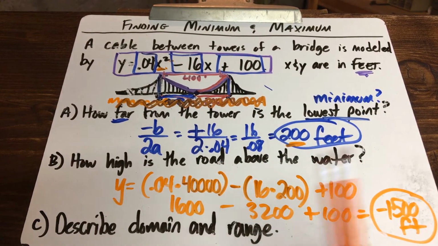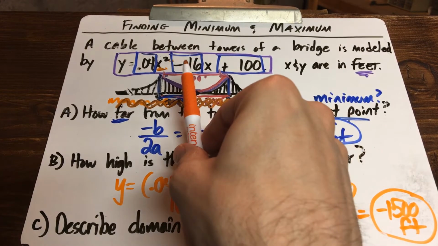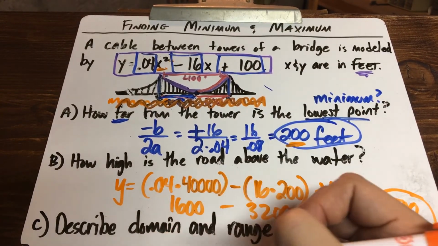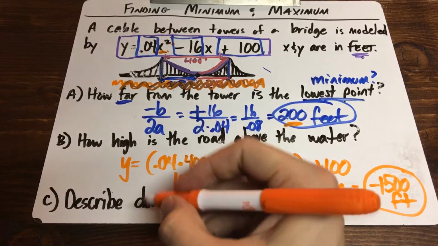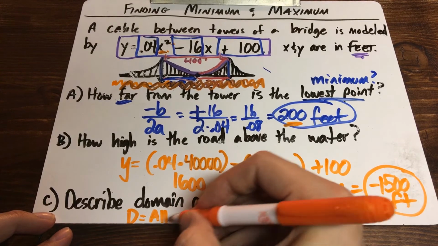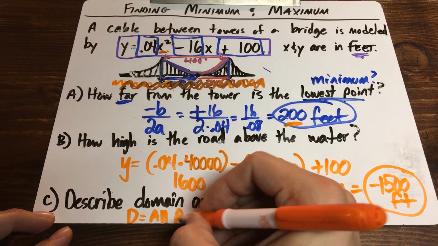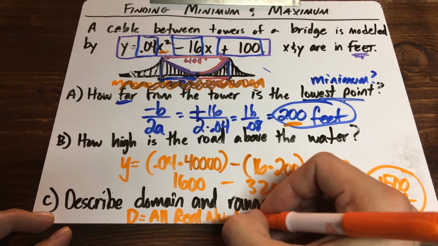The domain and range. If we did want to describe the domain and range, remember the domain talks about how far this graph goes to the right and to the left. And these always go forever and ever to the right and forever and ever to the left. Oops, sorry about that. So our domain is going to be all real numbers, because this graph goes to infinity and beyond to the right and to infinity and beyond to the left. All real numbers.